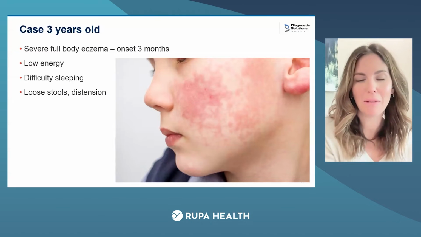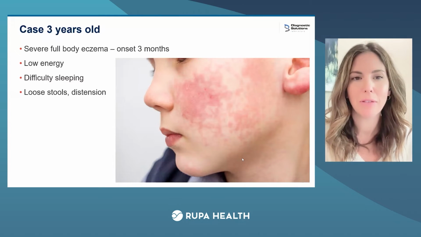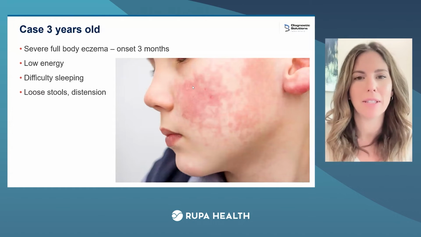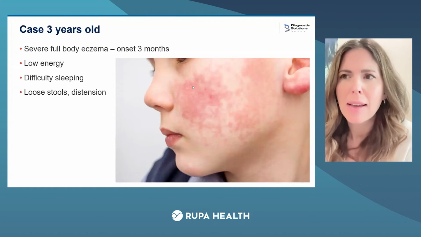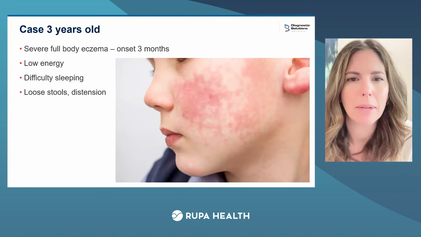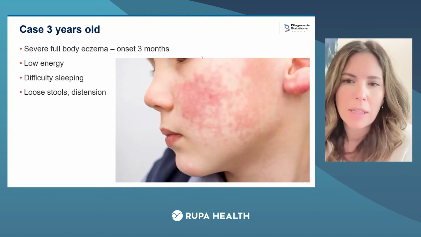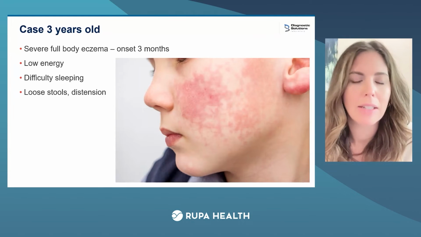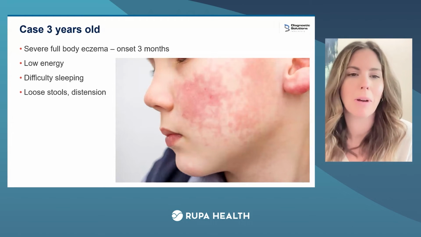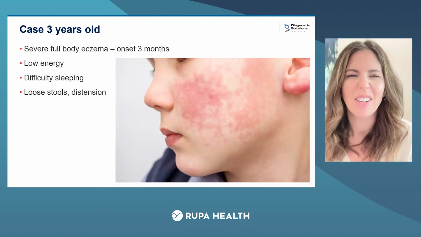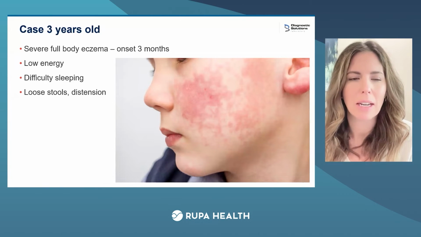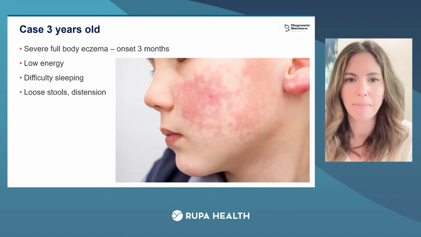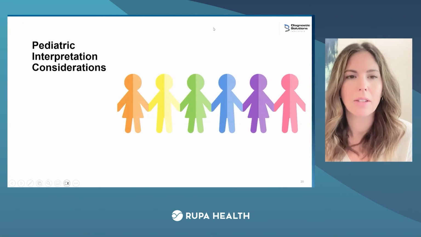So this case is a 3-year-old child who's had full body, super severe eczema, like weeping, itching eczema, ever since they were 3 months old, which in my practice is a really common time to see eczema set in. Other things that are unexpected for a 3-year-old were low energy throughout the day, difficulty sleeping at night, really restless, itchy at night, and also seeming like there was some GI distress at night too. And then some loose stools daily and abdominal distension.